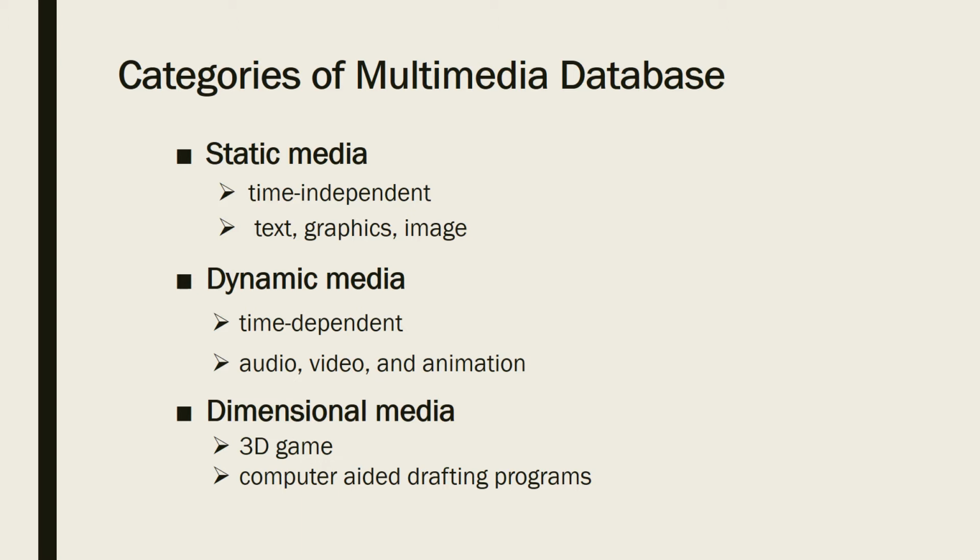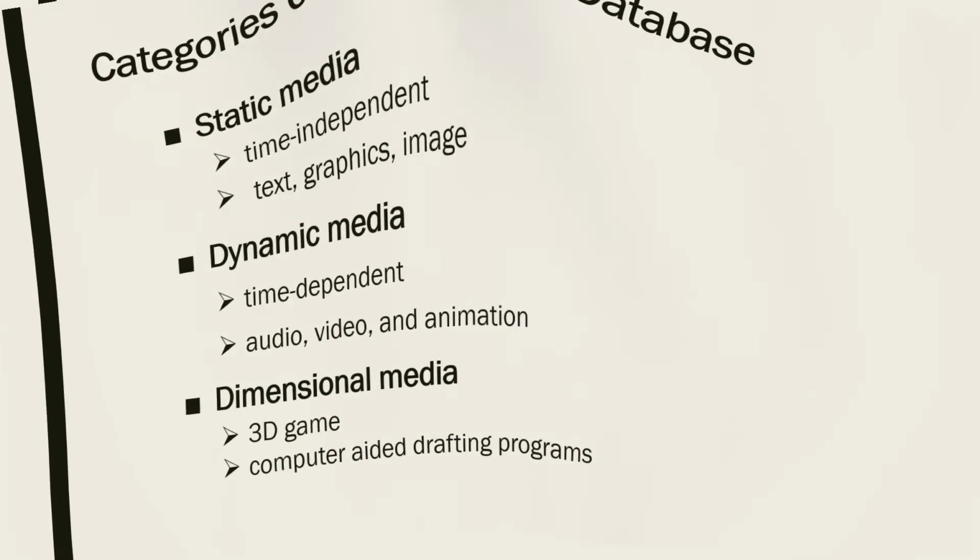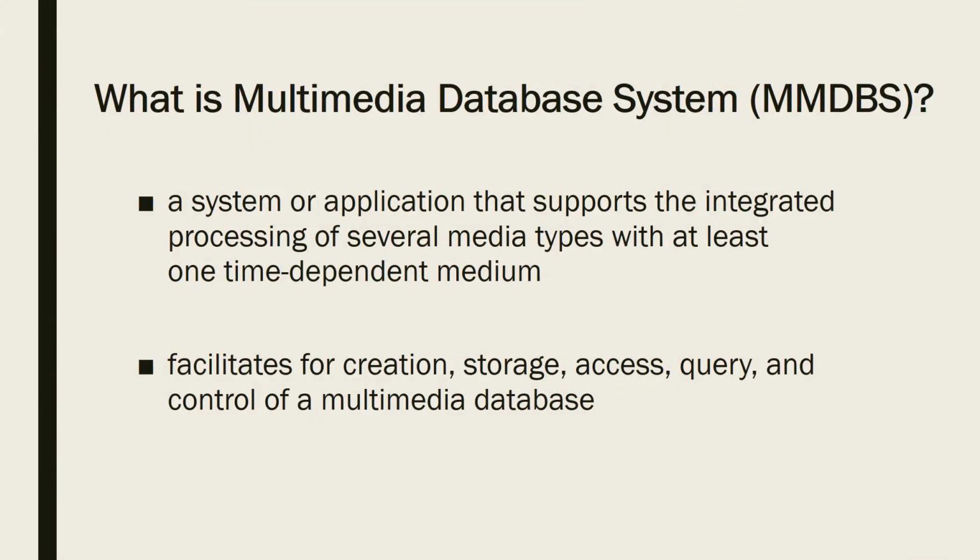The third type is dimensional media. Examples of dimensional media include 3D games and computer-aided drafting programs. What is multimedia database system? It is a system or application that supports the integrated processing of several media types with at least one time-dependent medium. It facilitates the creation, storage, access, query, and control of a multimedia database.